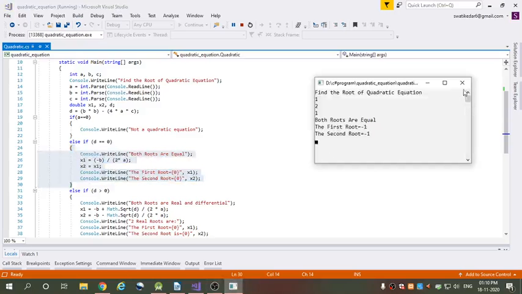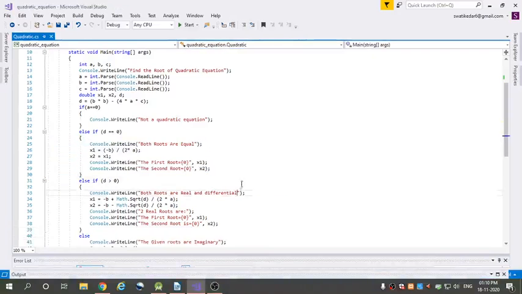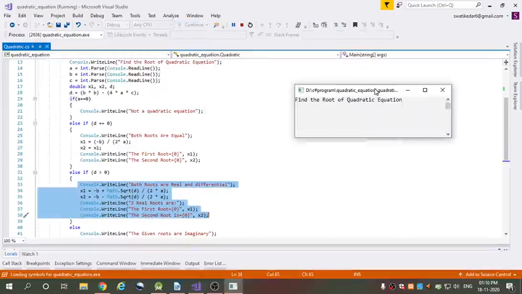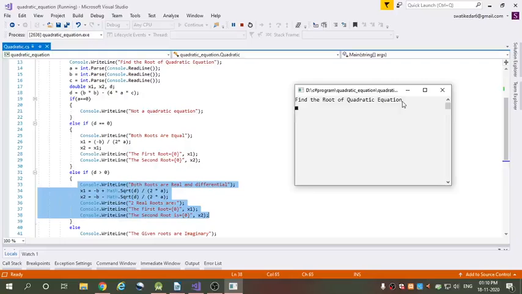After that we see this condition: both roots are real and differential. Click on start. You see here find the roots of quadratic equation. I enter 1, enter 5, enter 2, and you see here both roots are real and differential. It's showing on the console.